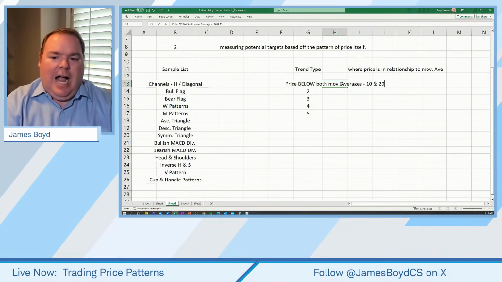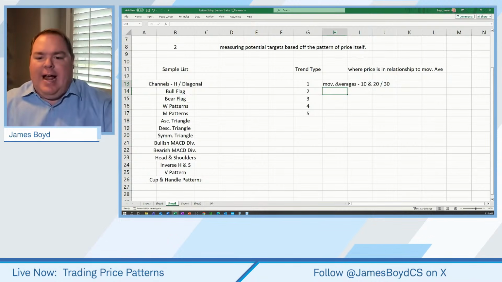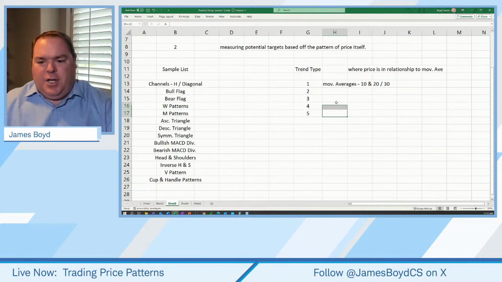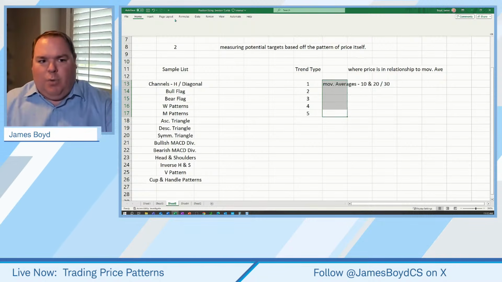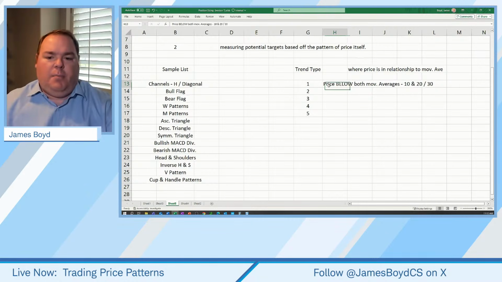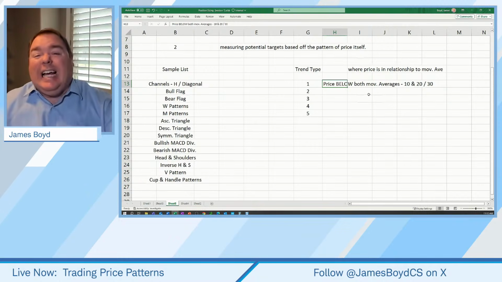And I'm going to put 10 or 20. You might say, James, I like to use a 30-period moving average. I'm going to talk more about that moving average in just a moment. But the moral of the story is that it's below both moving averages. Price below both. Okay? Now, this is kind of like a little in-class quiz.